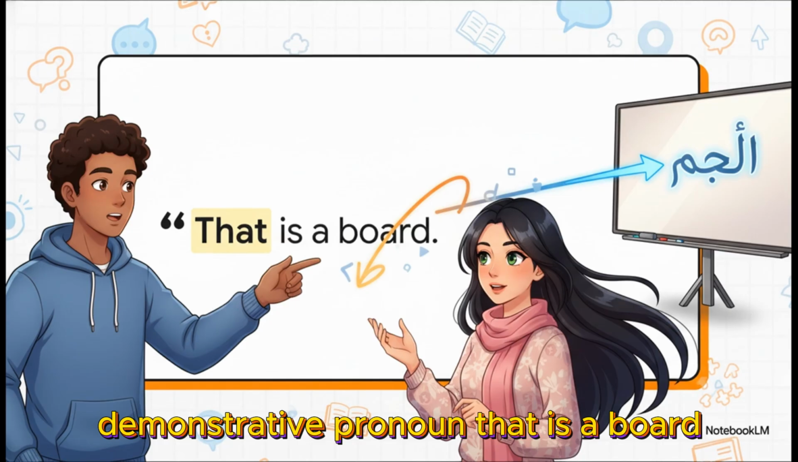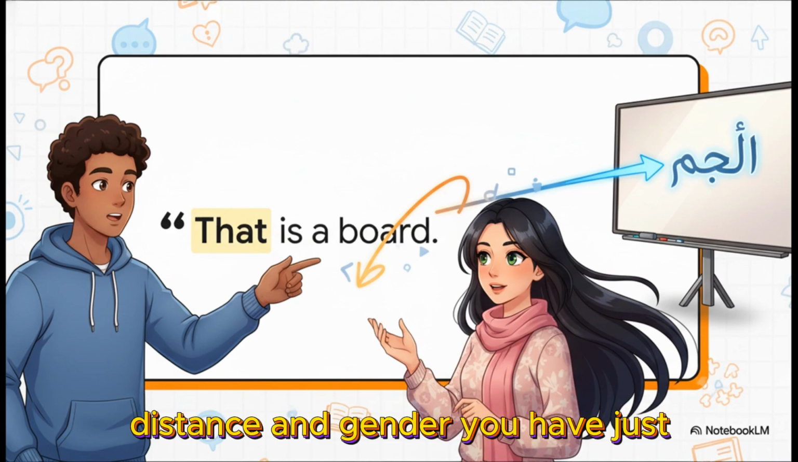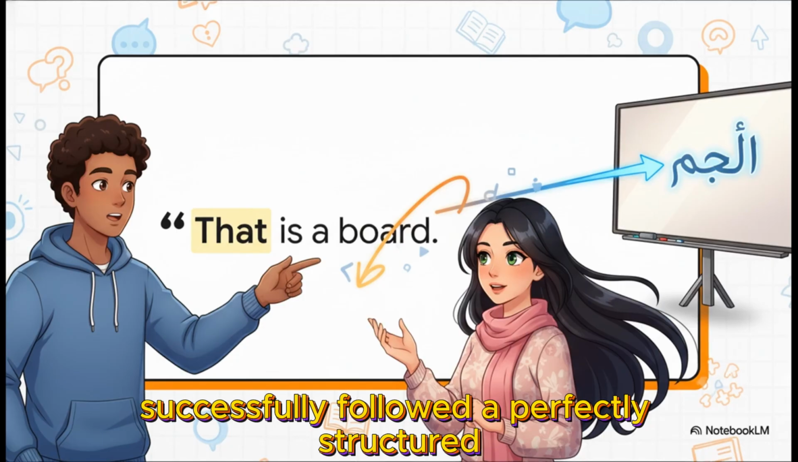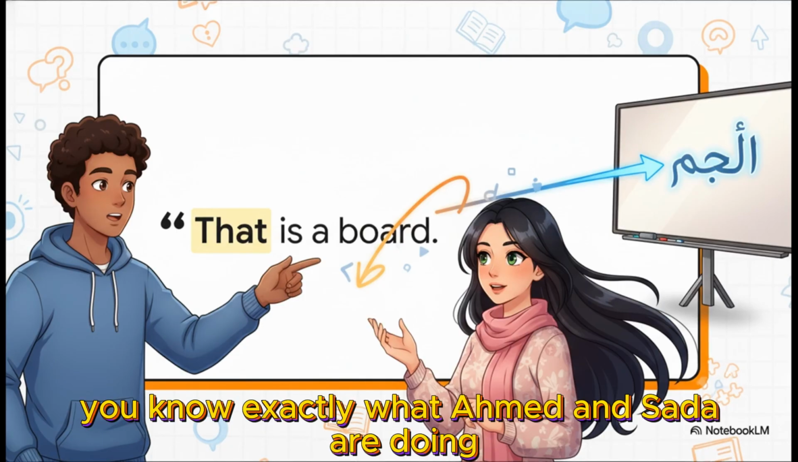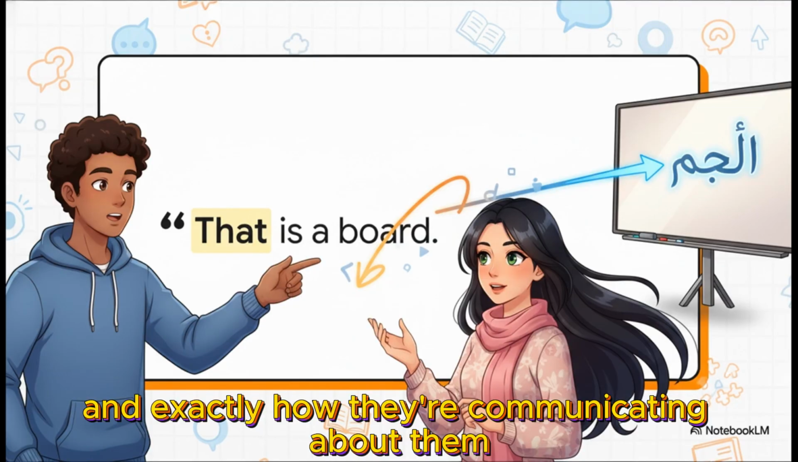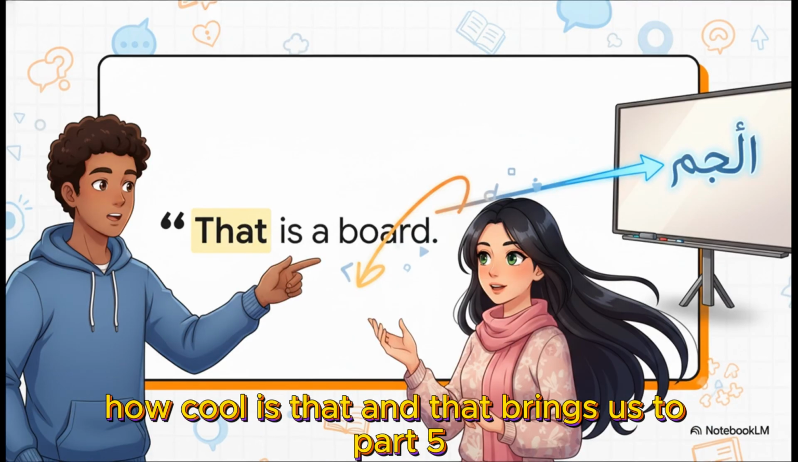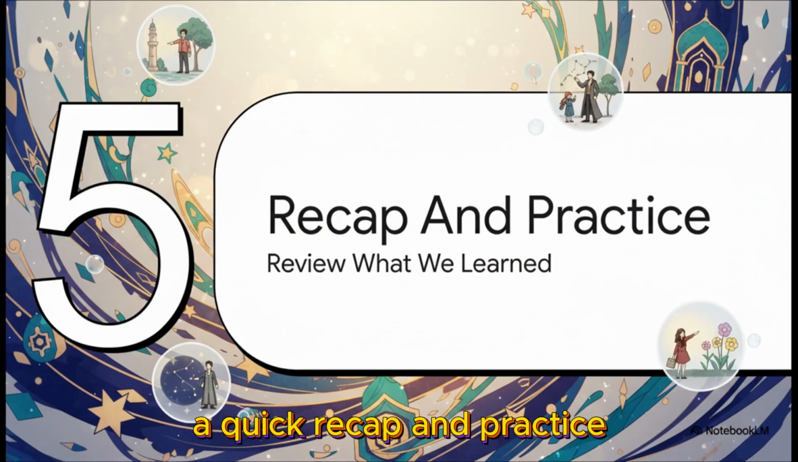That is a board. And honestly, just by understanding those two variables, distance and gender, you have just successfully followed a perfectly structured Arabic interaction. You know exactly what Ahmed and Sarah are doing, where the objects are located, and exactly how they're communicating about them. How cool is that? And that brings us to part 5, a quick recap and practice.